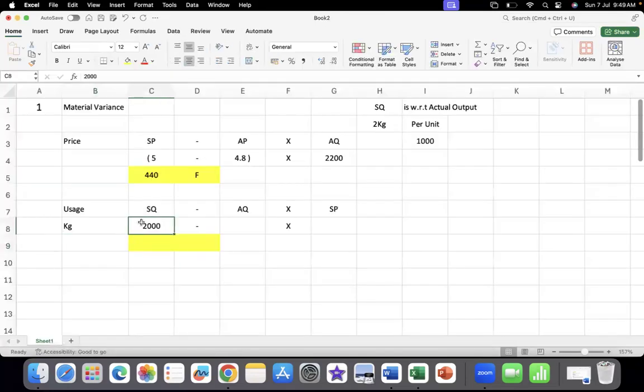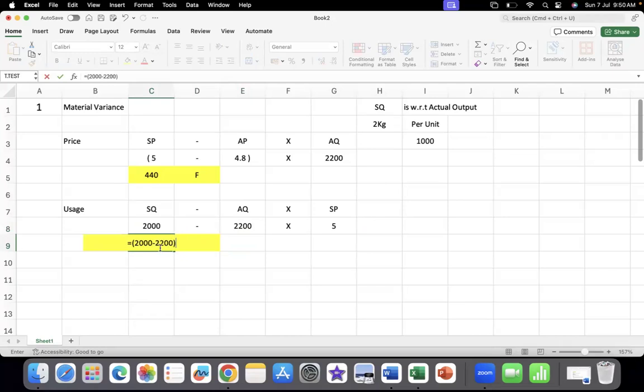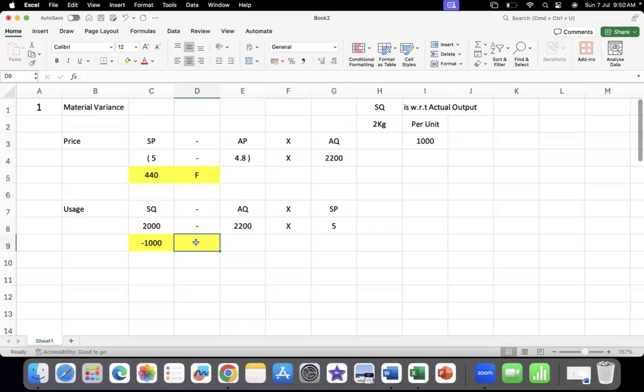This would be 2000. Then you minus the actual quantity which you use, which is 2200. And as we have decided that once the price variance gets separated, all the things have to be multiplied by standard price. So the standard price is 5. And then this would be your answer. So it would be 2000 kgs minus 2200. Then you multiply it by 5. So this is going to give you an answer. So it says 1000 negative.